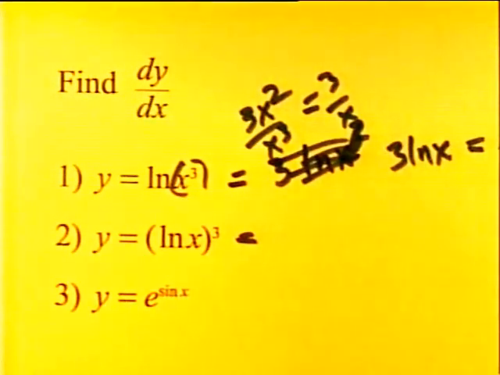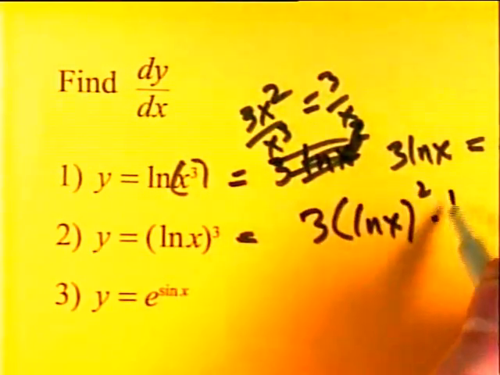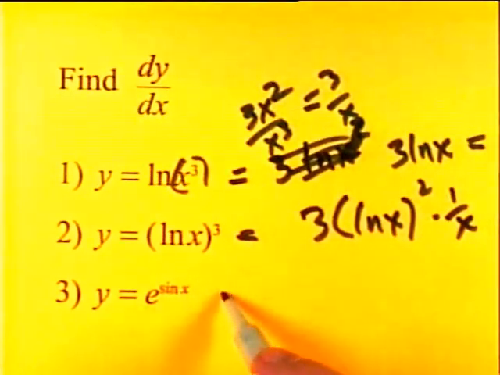Let's see, 3 times 1 over x squared. So it's 3 times natural log of x squared times 1 over x, right? Okay, and what about y equals e to the sine of x?